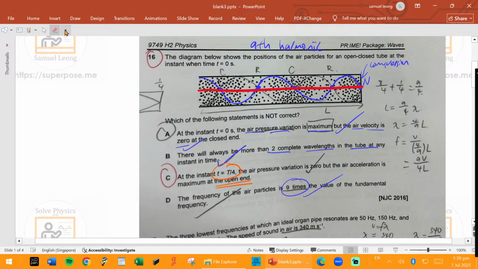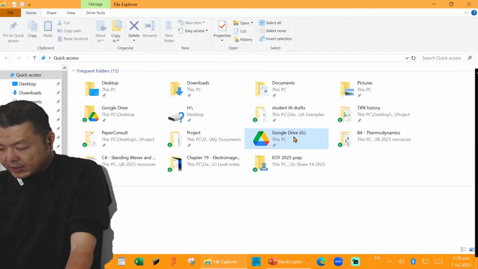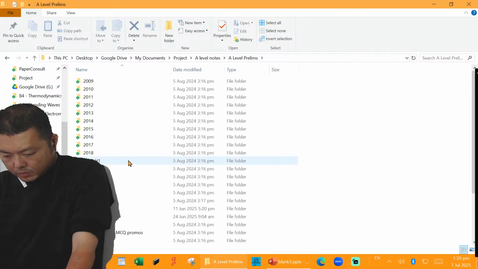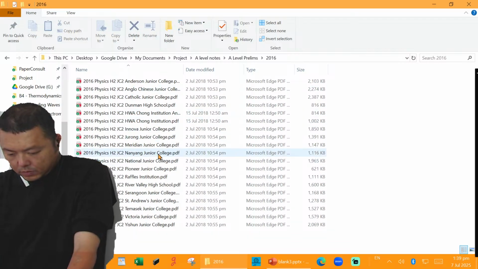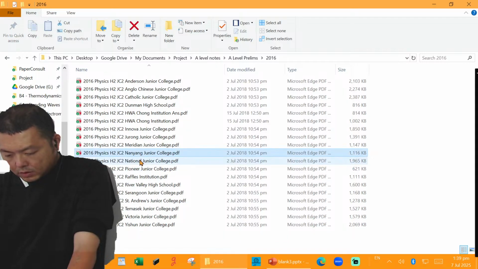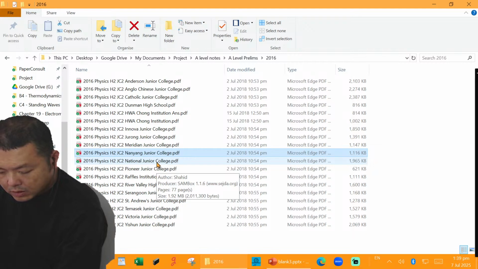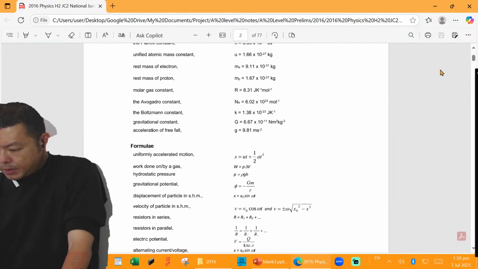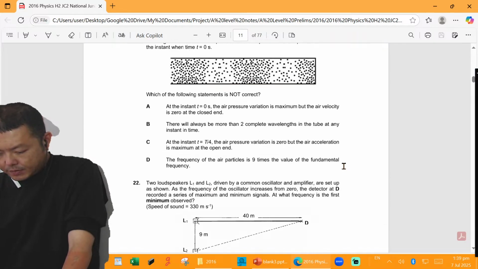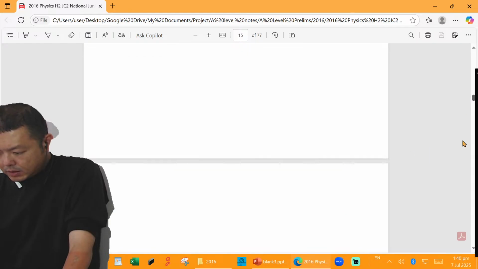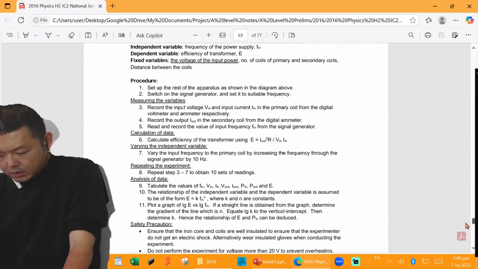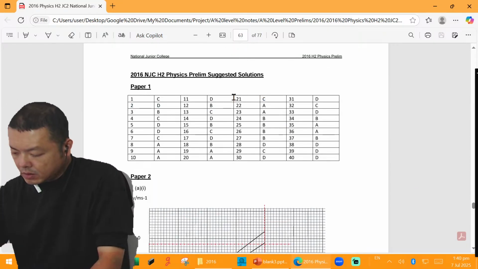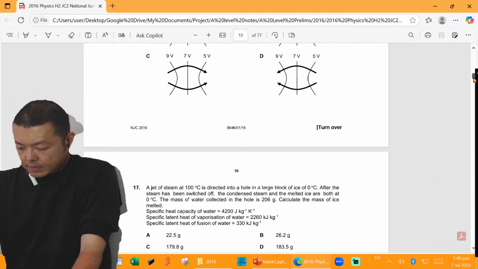Okay, I need to check. NJC 2016, is it? MCQ paper one. Paper one question what? They didn't say. Yeah, this one, so 21. Question 21. I look for the answer key. 21 answer is C here. 21 answer is C, huh? Let me just double check again.